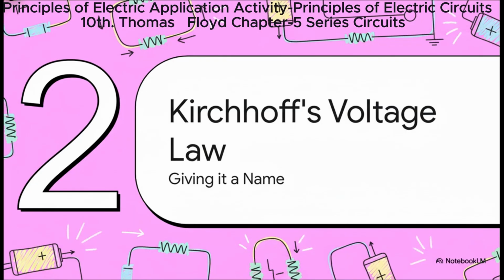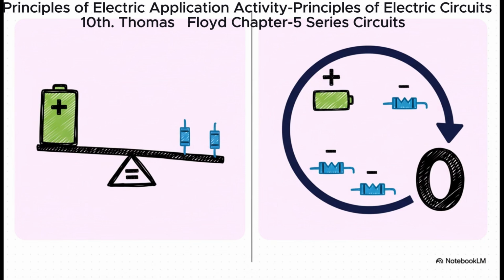And this simple but honestly brilliant idea that energy is conserved in a circuit loop was officially written down way back in 1845. The physicist who gave it a name was Gustav Kirchhoff. So Kirchhoff's voltage law, or KVL for short, can be put two different ways, but they mean the same thing. The first way is super intuitive. The sum of all the voltage drops has to equal what the source is putting in.